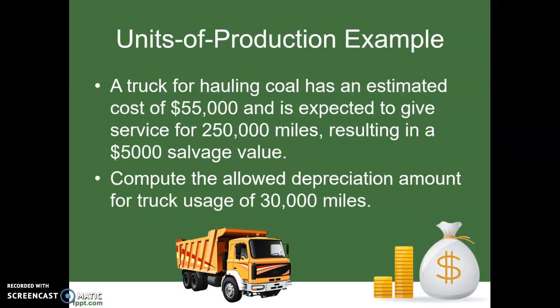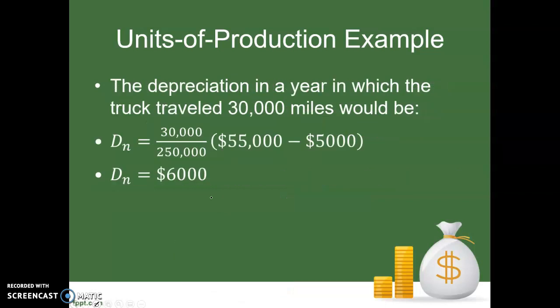We have a truck for hauling coal that has an estimated cost of $55,000 and it's expected to give service for 250,000 miles, resulting in a $5,000 salvage value. Compute the allowed depreciation amount for a truck usage of 30,000 miles. So in other words, we're going to use that truck for 30,000 miles in a given year. How much of its value did it lose in that year? So 30,000 is how much we're using it in that one particular year. Over the life of the truck, we plan to use it for 250,000 miles.